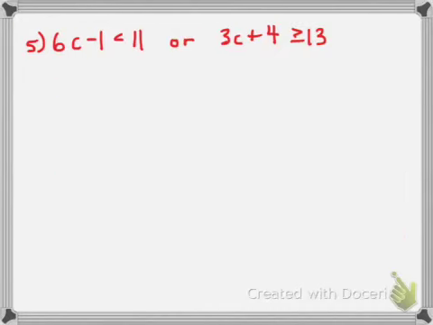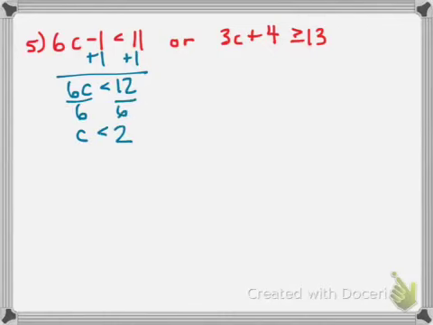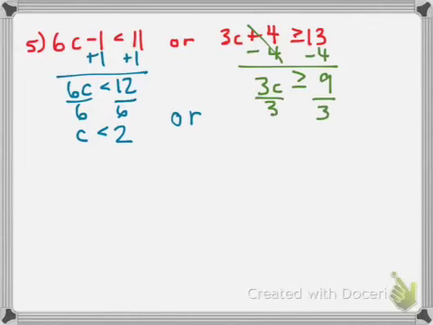So let's see how you did with number 5. First I'm going to solve this one. Add 1 to both sides, so 6c is less than 12. Divide both sides by 6, so I get c is less than 2. Bring down my or. And then I'm going to subtract 4 from both sides. So I have 3c is greater than or equal to 9. Divide both sides by 3, so I get c is greater than or equal to 3. So these are my two inequalities.